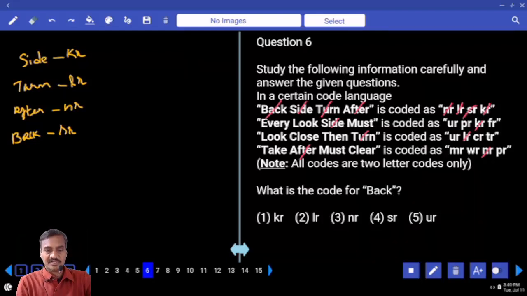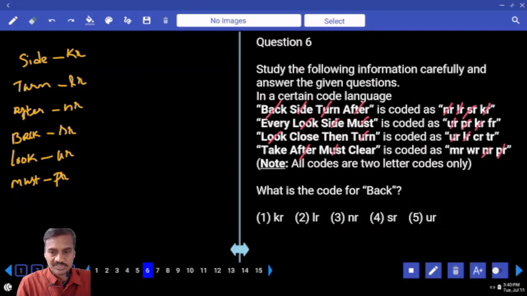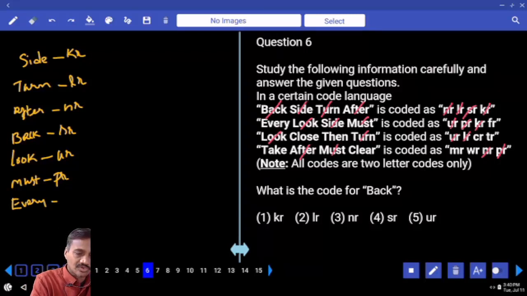Then if you compare the second and the third, every look must, look is the word that is common between second and the third, and the code that is common between these two is UR. Now look is UR. Then if you compare the second and the fourth, every and must, must is the word that is common here, and the code that is common between these two is PR. The code for must is PR. And finally, the word every is left here, and the code that is left over is FR. The code for every is FR.